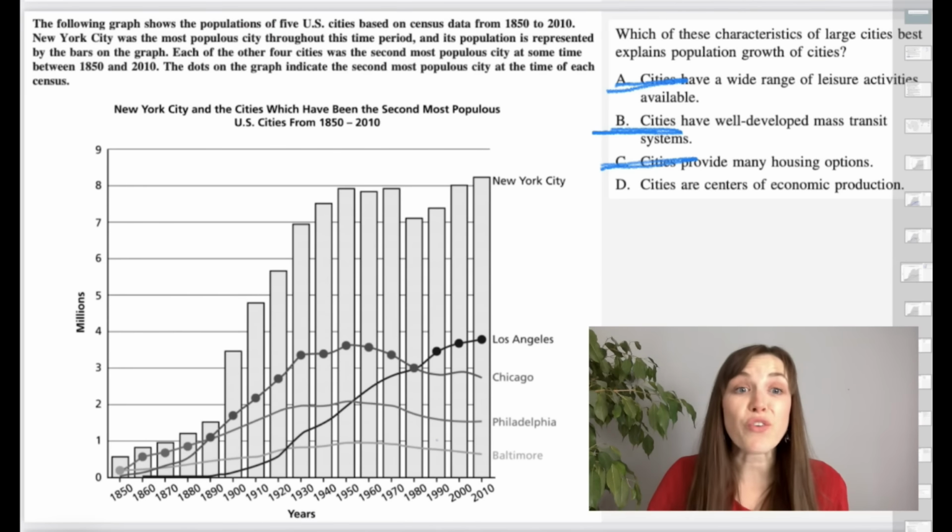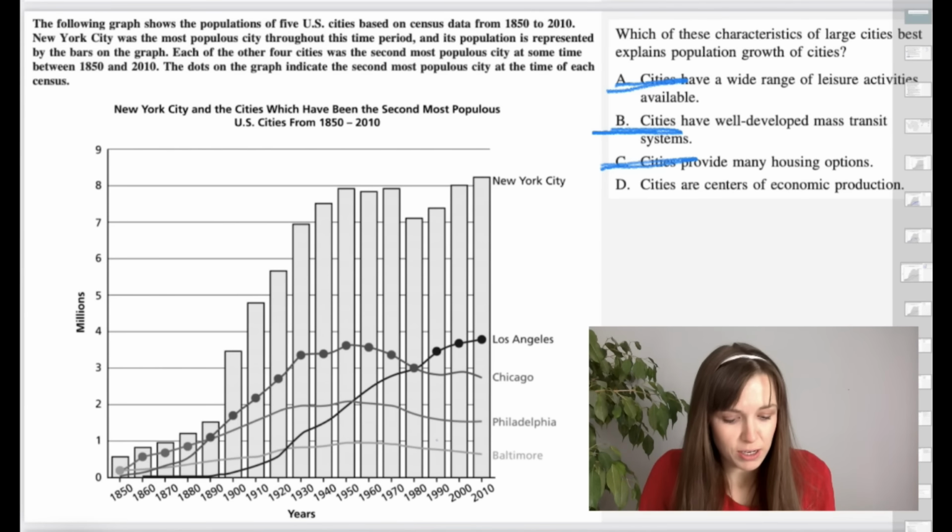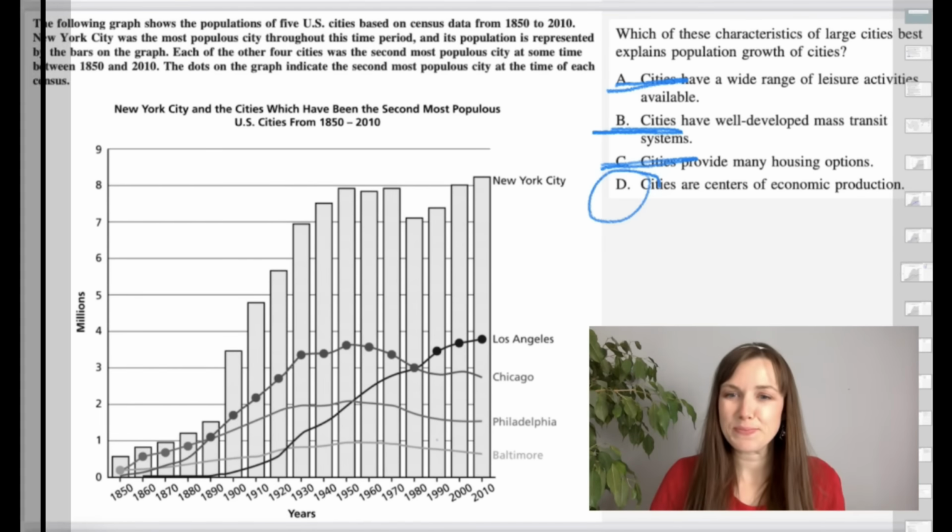Cities are centers for economic production, aka jobs, right? Do you move to a big city because of a job? Certainly, that's why a lot of people move. So the answer is D.